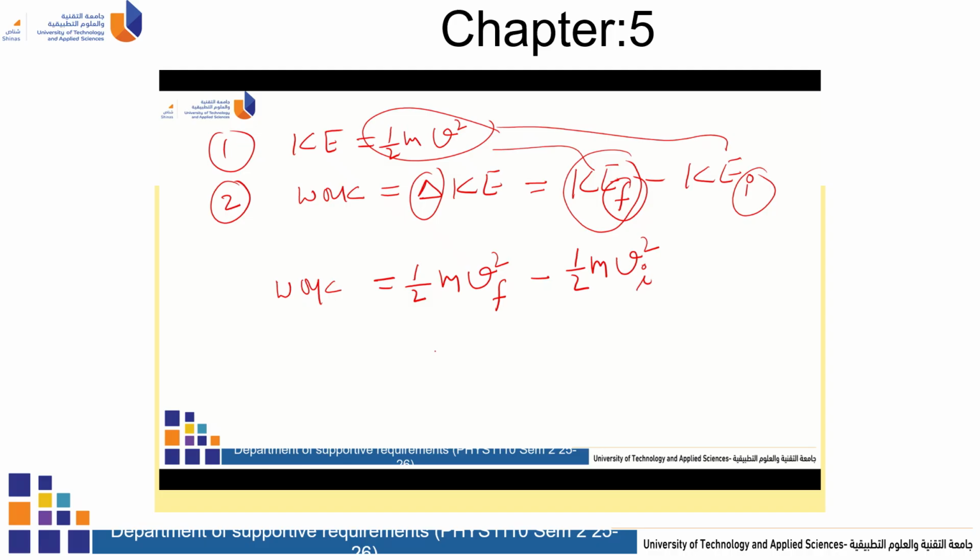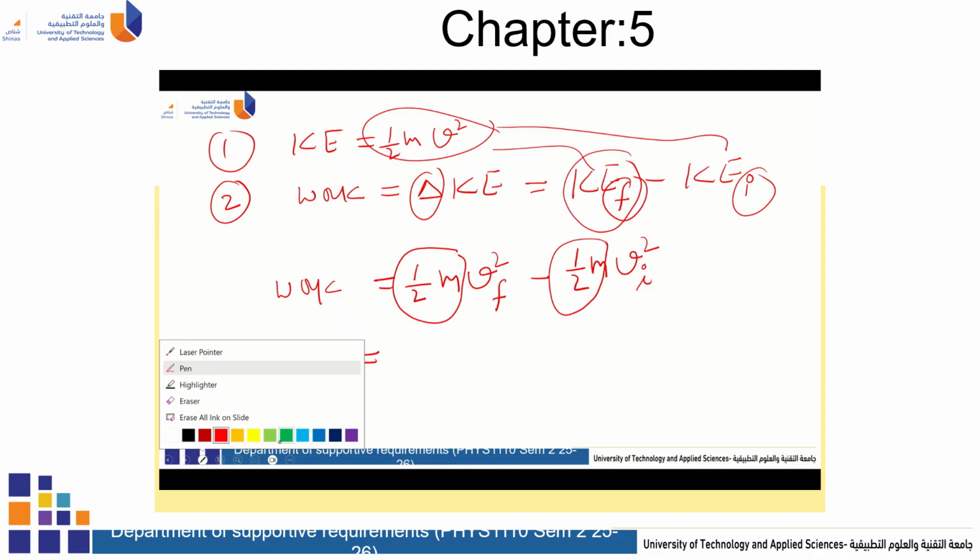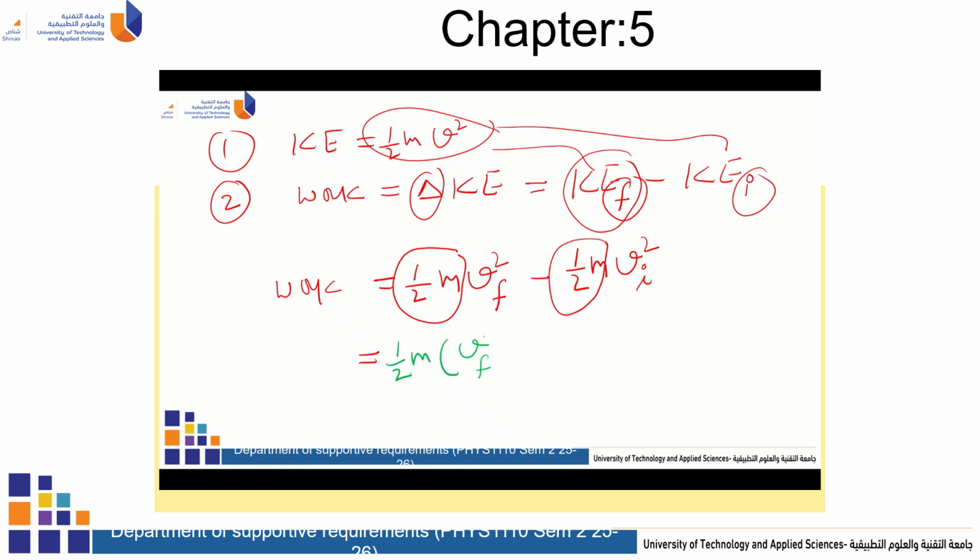If I make this rule simple, I can take half m common from here, which is easier to solve. Then it is half the mass, and in the bracket the final velocity squared minus the initial velocity squared, and this is equal to the work done. So this is the new formula.